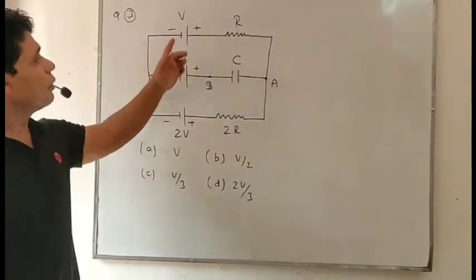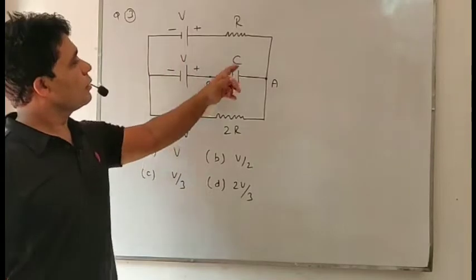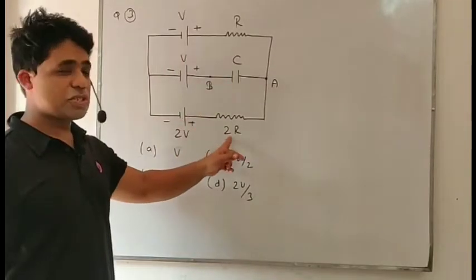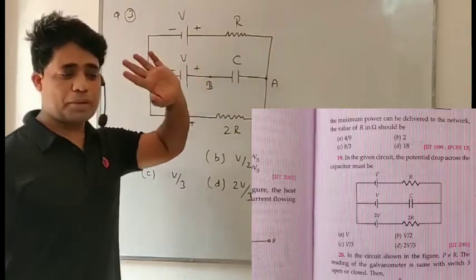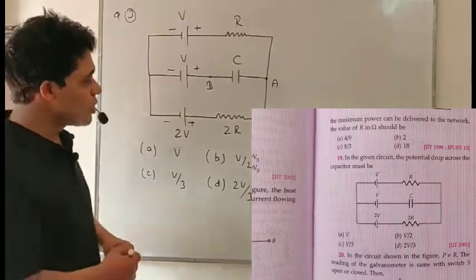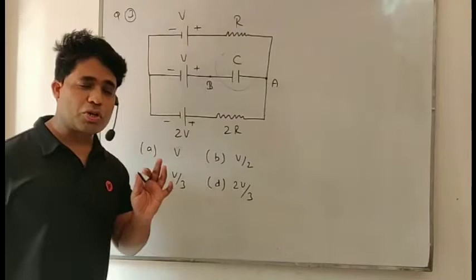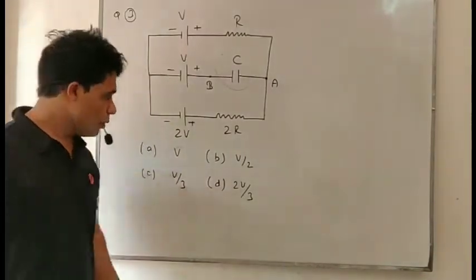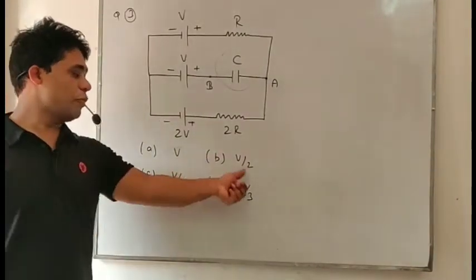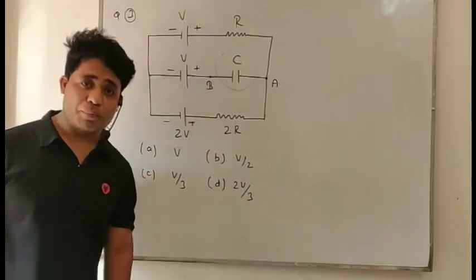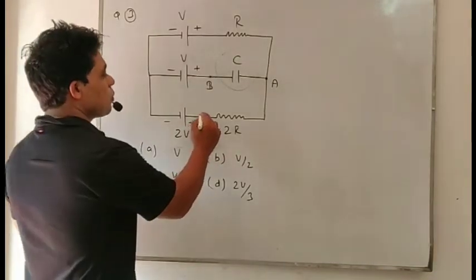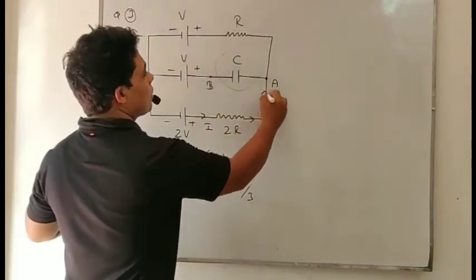We are given a circuit: a V volt battery, a 2 volt battery, resistance 2R, capacitor C and resistance R. He is asking to find the potential drop across the capacitor C. We are given 4 options: V by 2, V by 3, 2V by 3. So let's start. Suppose current I is flowing from that side.